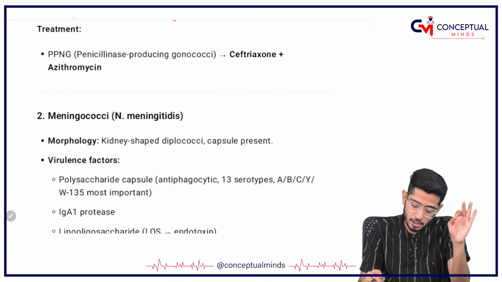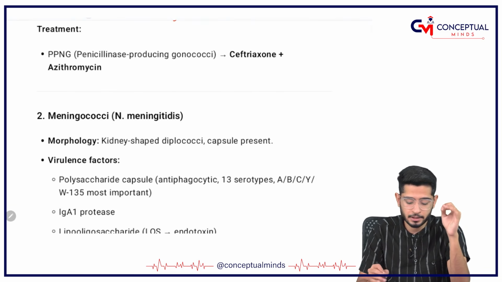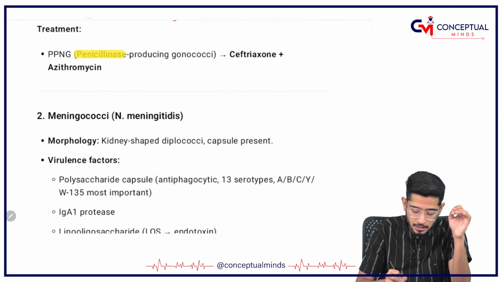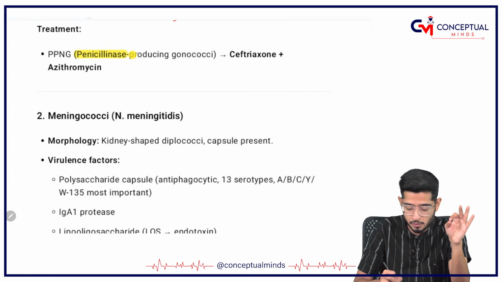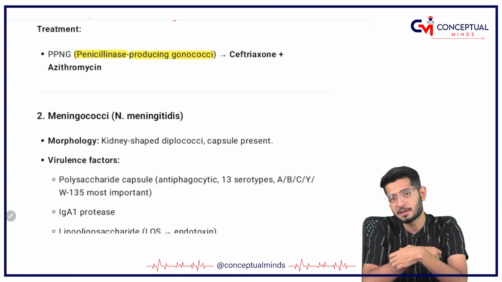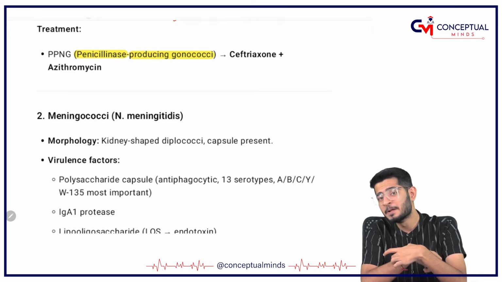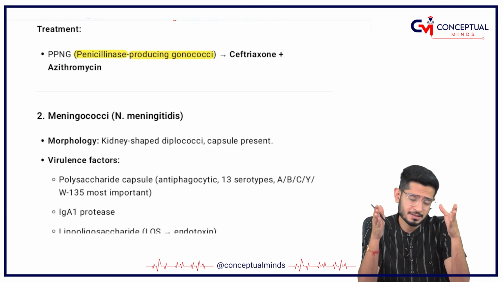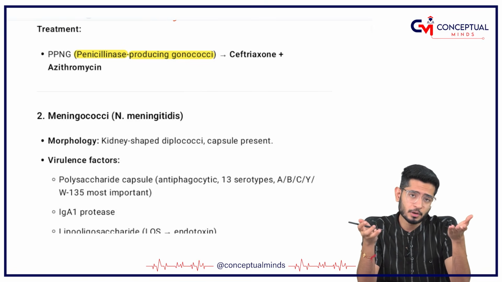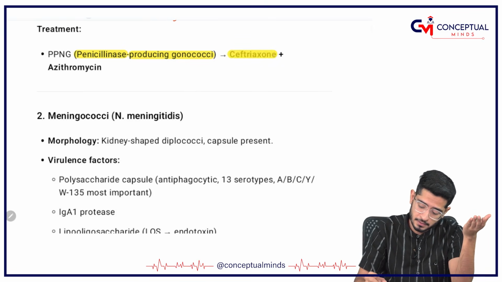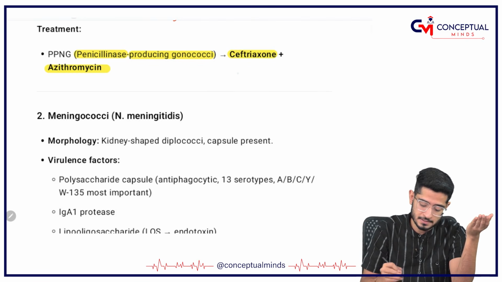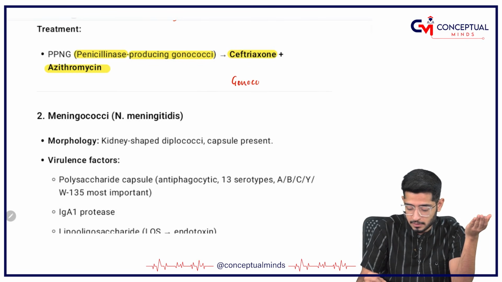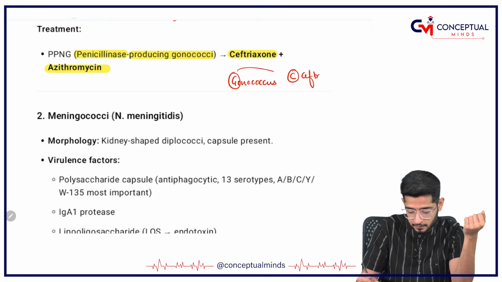What is the treatment? So remember, earlier we used to give penicillin, but now there are penicillinase producing gonococcus. So gonococcus have started producing penicillinase. That means the penicillin is going to get destroyed, and once the penicillin is destroyed, we have to give the ceftriaxone and the azithromycin. An easy way to remember, if it is gonococcus, G and C look similar, so give ceftriaxone.